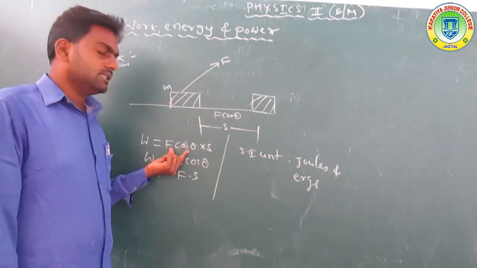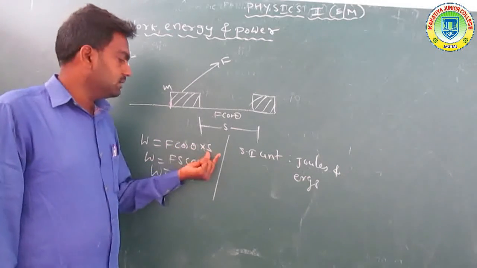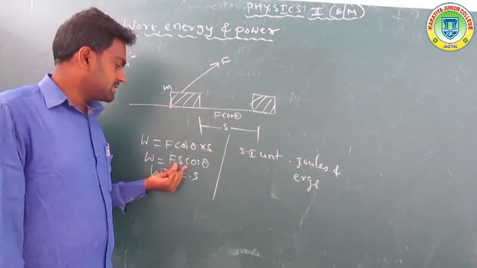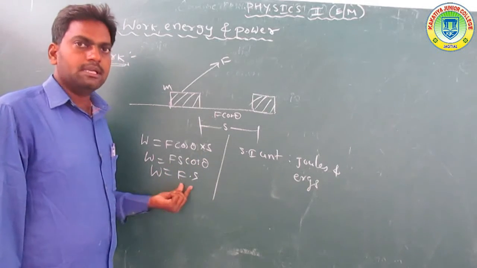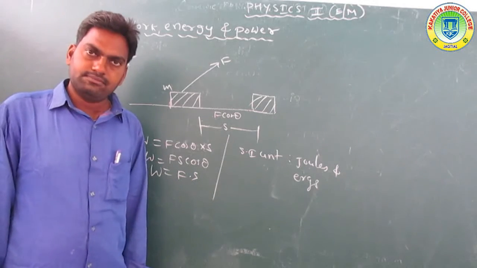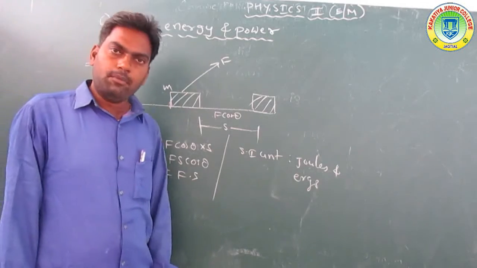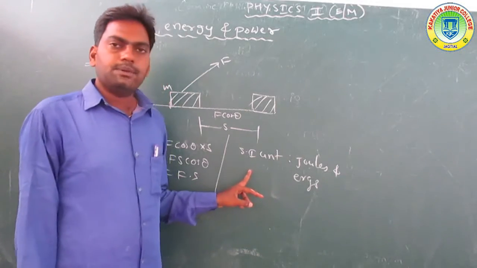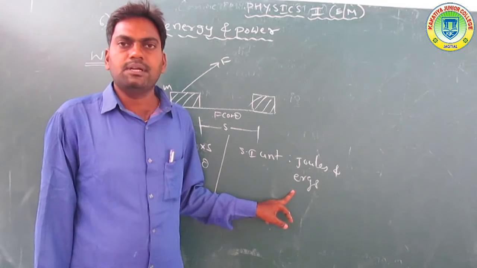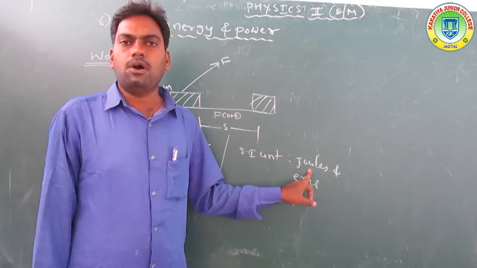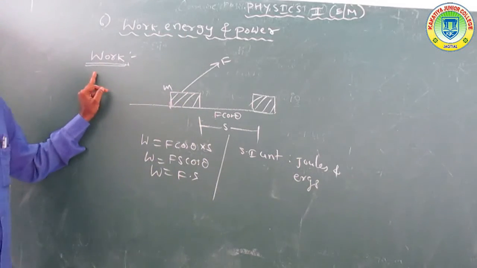F cos theta is the component of force, so W is the product of force and displacement, F S cos theta. In vector form, W is equal to F dot S, which is a scalar, so work is called a scalar quantity. The SI unit of work is the joule, and the CGS unit is the erg. Is that clear?